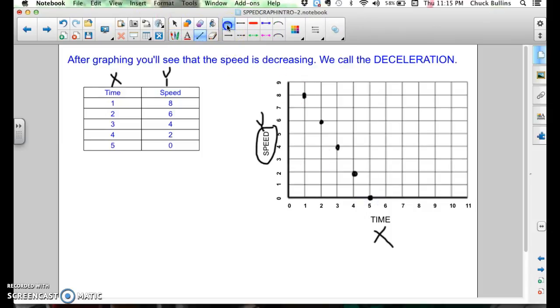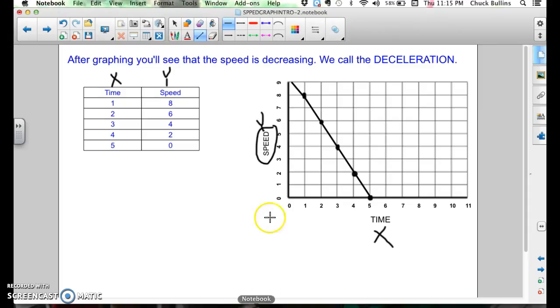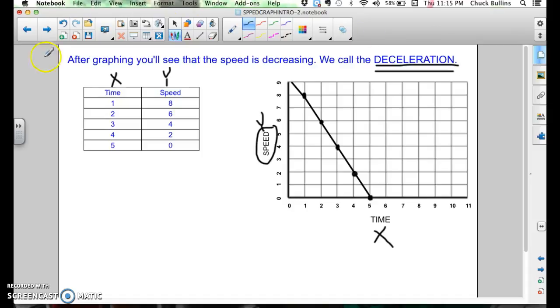If I draw my line in here, I will realize that this object, according to this, is decelerating, and we can both easily see that it was going 8 miles an hour, 6 miles an hour, 4 miles an hour, 2 miles an hour, 0 miles an hour. We know we call that slowing down, but we will now use the term deceleration. Deceleration means the opposite of acceleration, which is going to be slowing down.